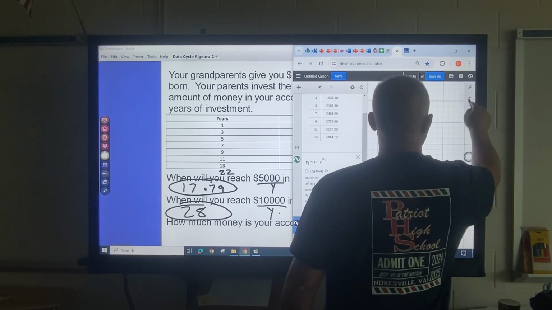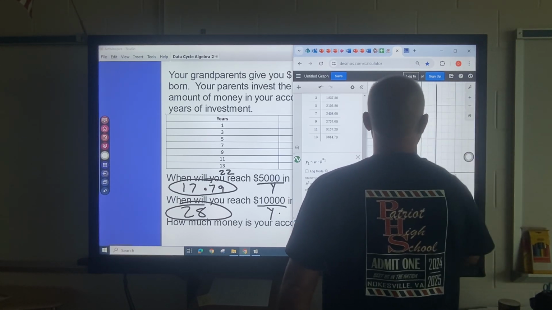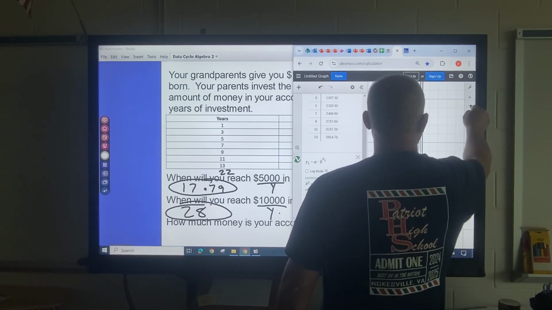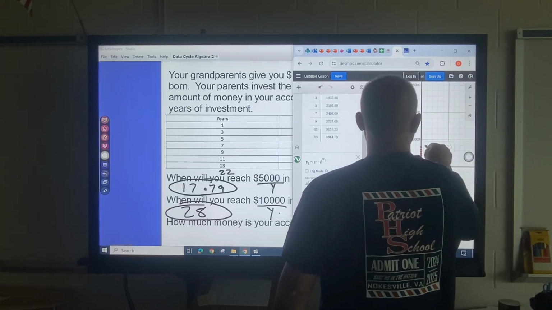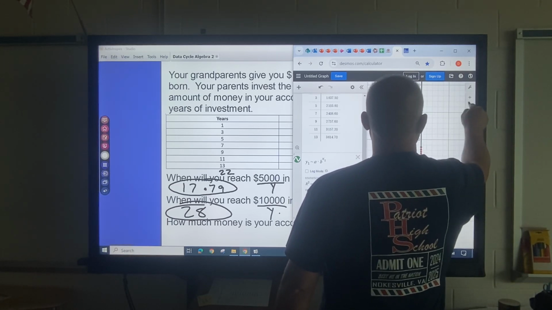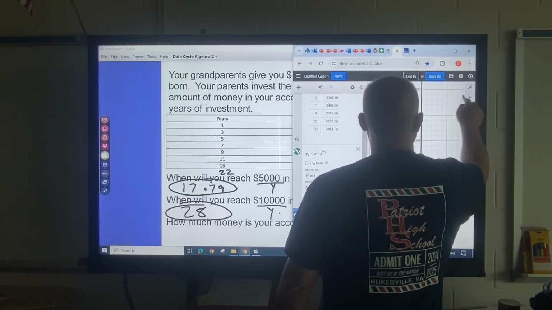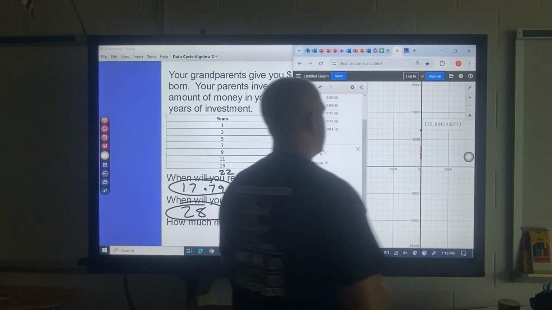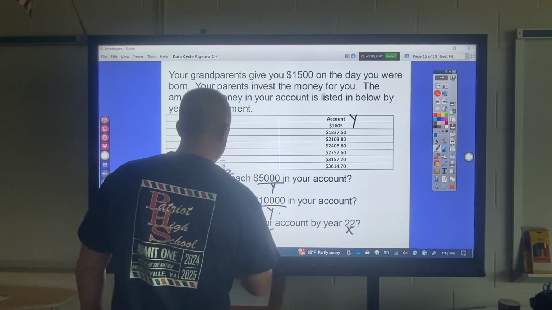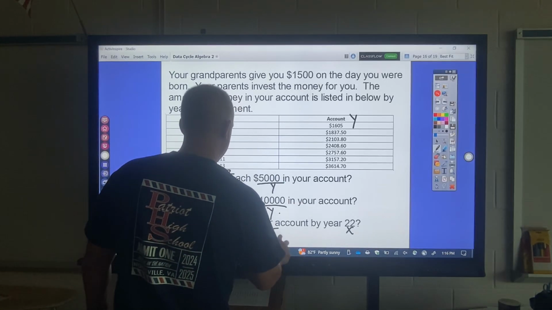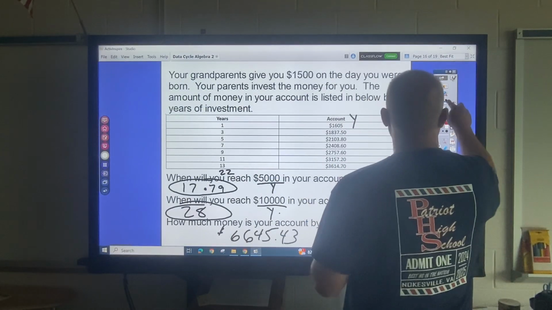Oops, I want to zoom out till I get to 22. Sometimes it can be hard to see. There it is. All right, you gotta zoom in till you get the dot. $6,645 and 43 cents. Okay. Sometimes you just have to play around with the zoom in, zoom out feature. Okay. Now, let's see what I got in this next one.